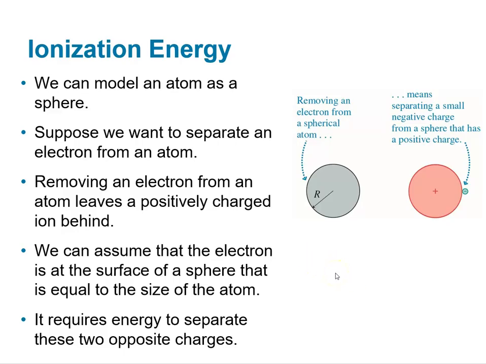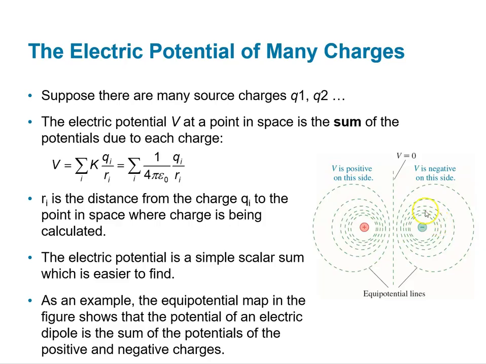Now, this does apply to ionization energy, which is the amount of energy that it takes to remove an electron, or to ionize an atom. And it says removing an electron leaves a positively charged ion behind. You can assume that the electron is at the surface of the sphere, which is about equal to the size of the atom, and it requires energy to separate these two charges. We're not going to say a whole lot more about that.